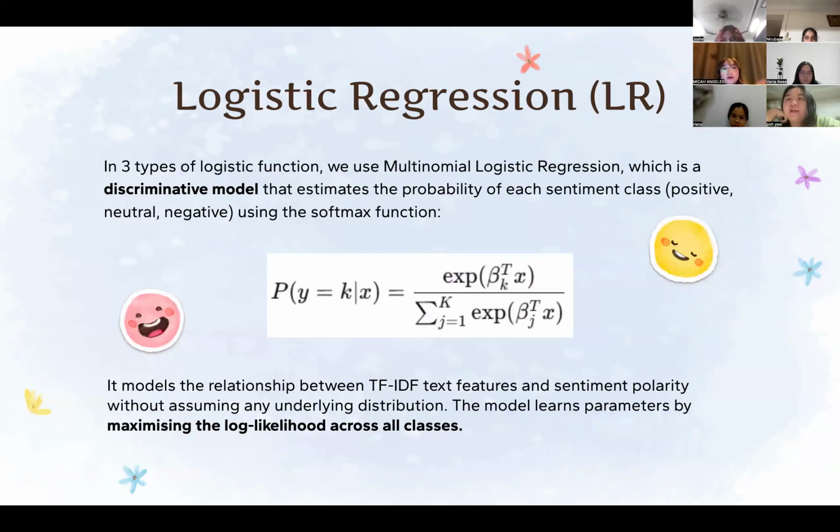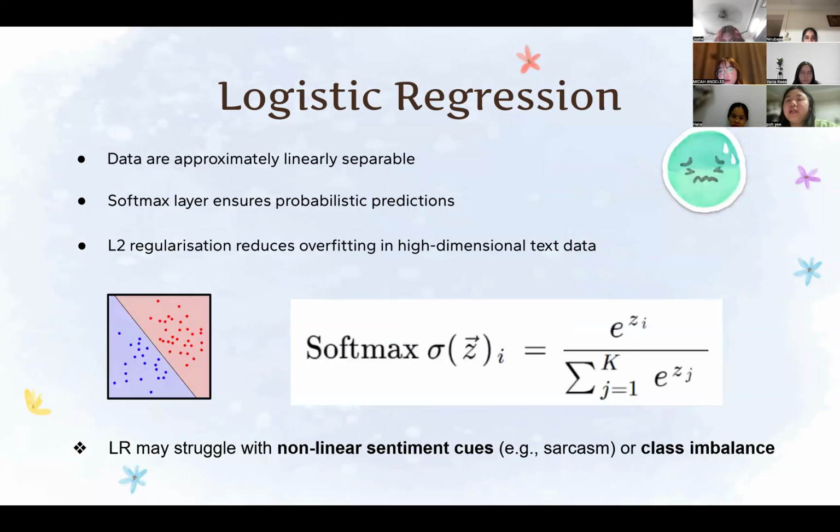So our second classifier is multinomial logistic regression for our three sentiment classes. It is a discriminative model that uses softmax to output the class probability. During training, it learns the relationship between TF-IDF features and sentiment by maximizing the log likelihood to predict the actual label. It suits text because TF-IDF data is high-dimensional yet linearly separable enough. The softmax layer provides a probabilistic prediction for confidence comparison. L2 regularization prevents overfitting in data with thousands of features. However, it struggles with non-linear sentiment cues such as sarcasm and slang, and is vulnerable to class imbalance.